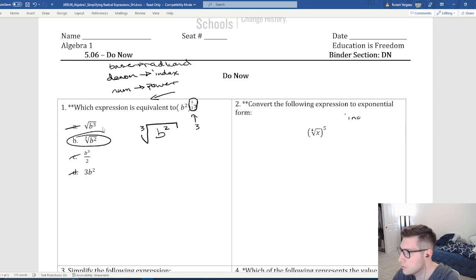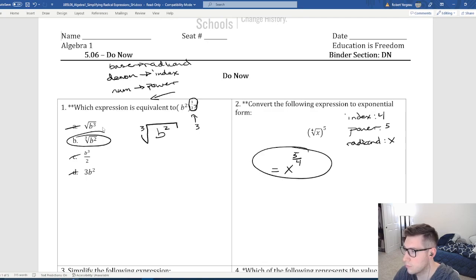Our index is 4. Our power is 5. And our radicand is x. And so I know that my base is the same thing as my radicand. So my base is x. And now I'm going to have it raised to a fractional exponent. And so my power is going to become my numerator. And so I'm going to have 5 over my index, because that's going to turn to my denominator, over 4. And there's our final answer.